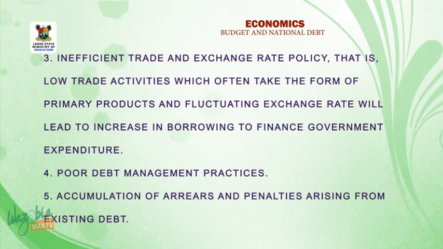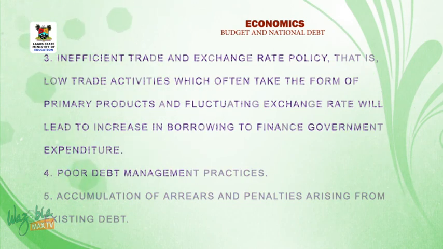3. Inefficient trade and exchange rate policy, that is, low trade activities, which often takes the form of primary products and fluctuating exchange rates, will lead to increase in borrowing to finance government expenditure. 4. Poor debt management practices. And 5. Accumulation of arrears and penalties arising from existing debt.